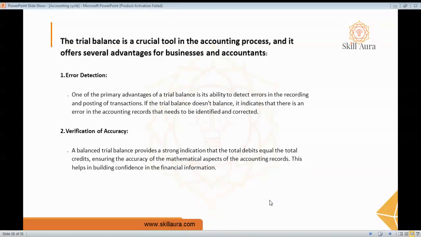The second one is verification of accuracy. Here, a balanced trial balance provides a strong indication that the total debits are equal to the total credits. So it ensures the accuracy of the mathematical aspect of recording accounts. So this helps us in building confidence in the financial information.